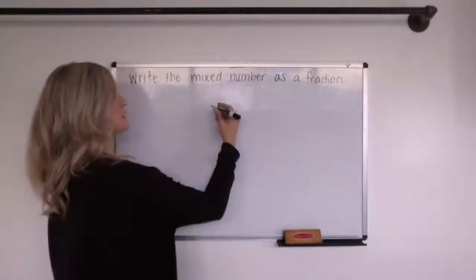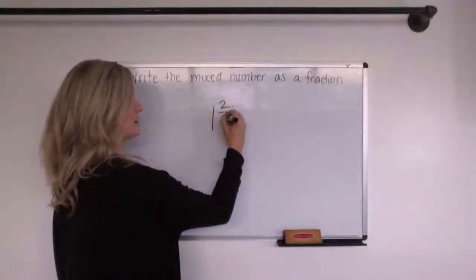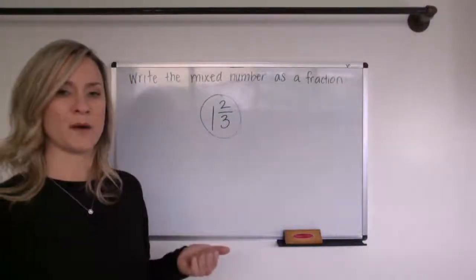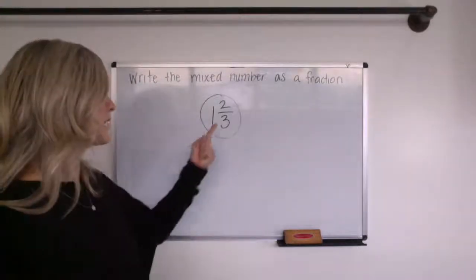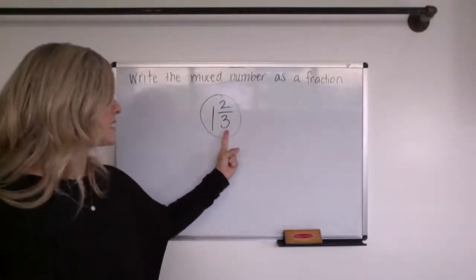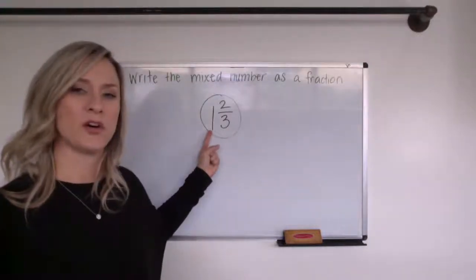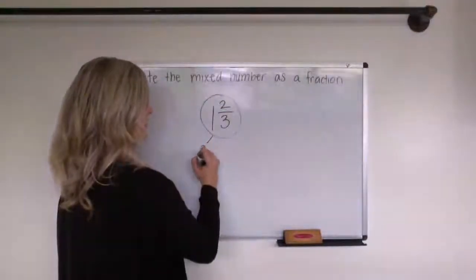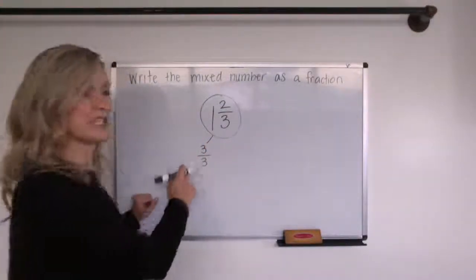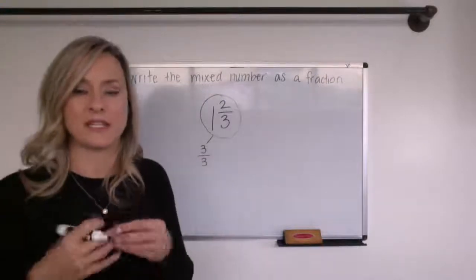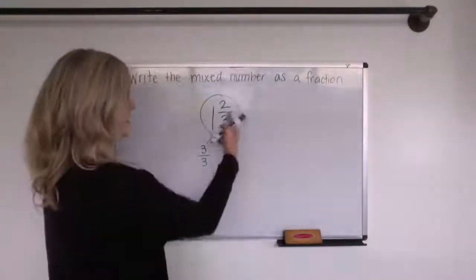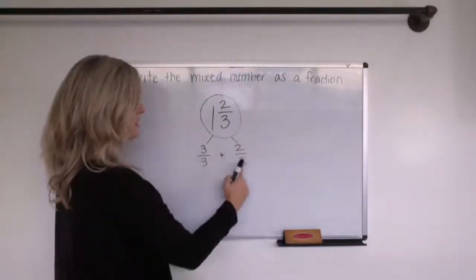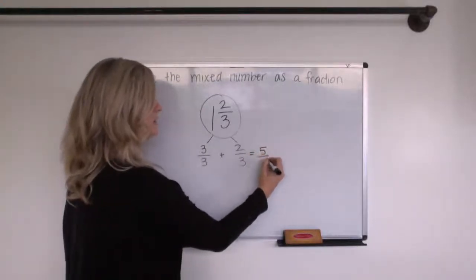All right, so let's do 1 and 2/3. Okay, so think about what denominator you're going to use. We already have a 3 for our denominator, so that's what I'm going to use for the whole number. So 1 would be the same as 3/3. If the numerator and the denominator are the same number, it means it's automatically equal to 1 whole. Okay, and then I already had 2/3. And I'm just going to put 3/3 and 2/3 together, and we've got 5/3.